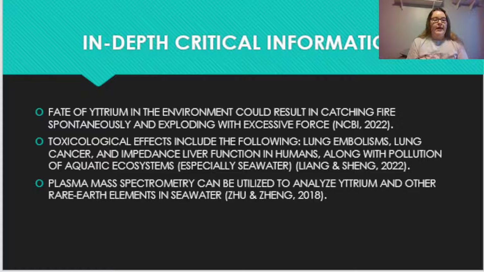built up. And for analyzing the element yttrium, we could go about that process with plasma mass spectrometry, where we can analyze yttrium and other rare earth elements in seawater, where sometimes it's very hard to analyze specific elements because of the high salt concentrations.